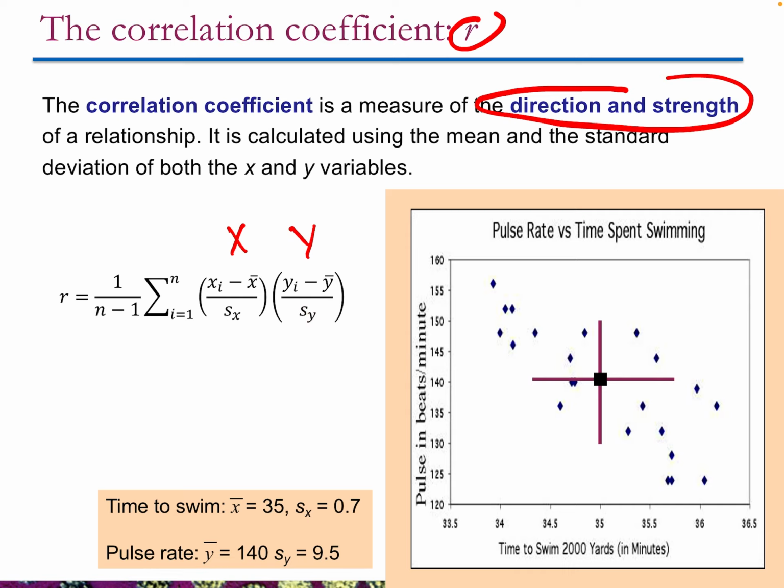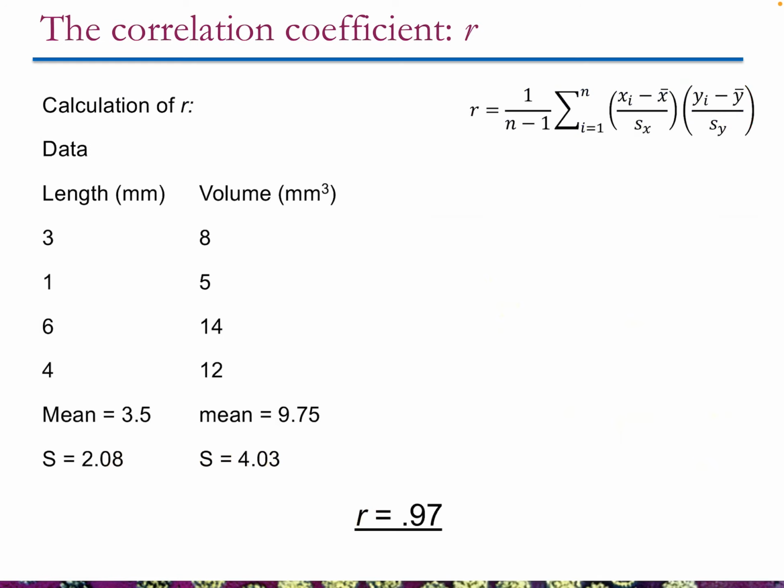Okay, so down here we have a mean time to swim of 35, standard deviation of 0.7. Pulse rate, mean of 140, standard deviation of 9.5. Let's take a look at an example.